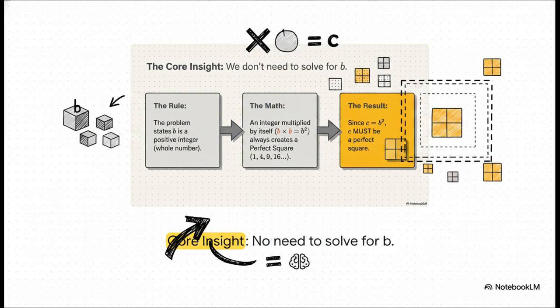So the crucial point is this hidden little detail. We don't actually need to figure out what b even is. The problem told us from the start that b is a positive whole number. Just think about the logic there for a second. If you multiply any integer by itself, that guarantees that c absolutely must be a perfect square. Numbers like 1, 4, 9, or 16.